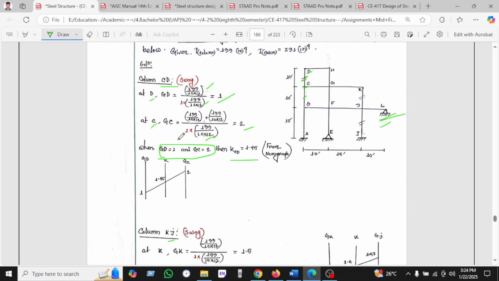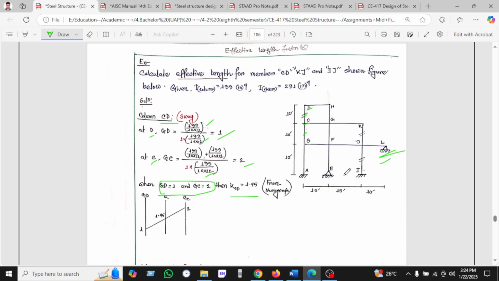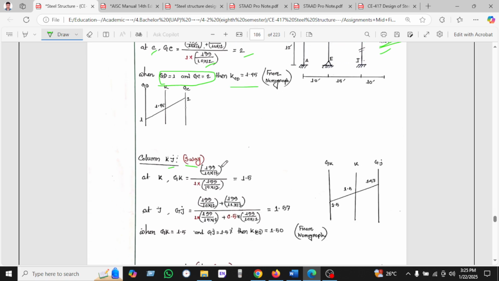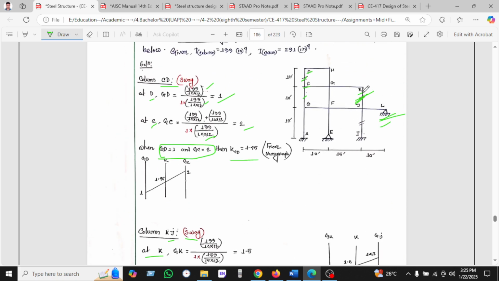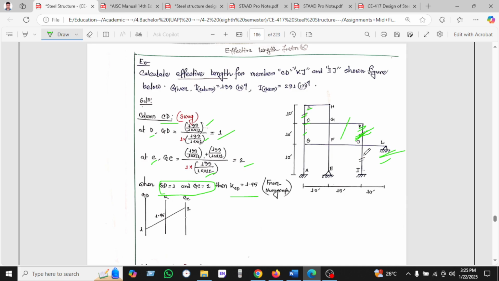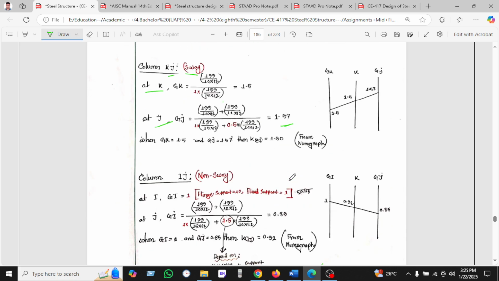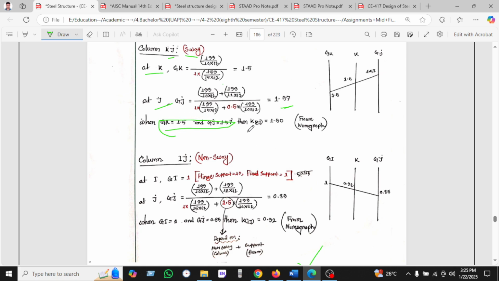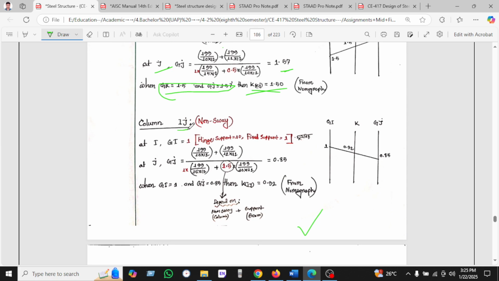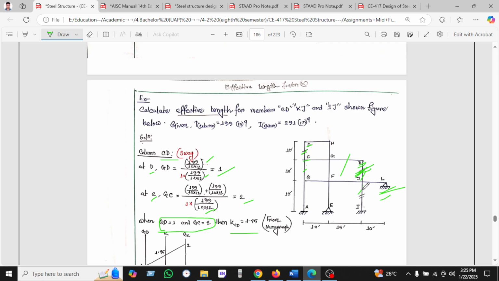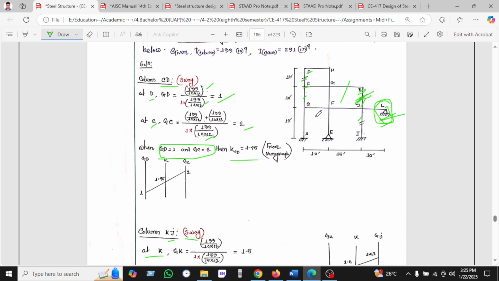And KG we have seen here. This portion is also sway. At point K, if we calculate here, there is 1 column and 1 beam. At point J there are 2 columns and 2 beams, and using this we found this value and using this K. Another member, IJ, is non-sway. This is important: IJ is non-sway because of the support. With this support, the structure will not buckle sideways.